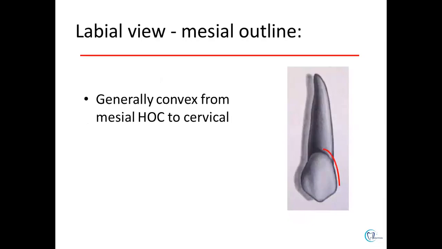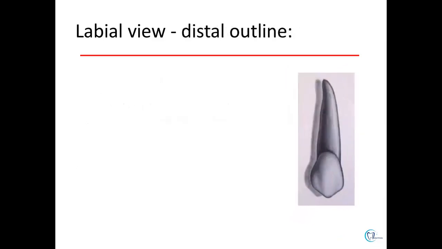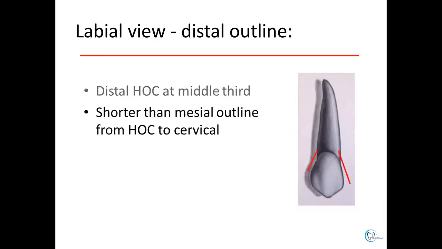From the mesial outline, the outline is convex from the mesial height of contour to the cervical line. The contact area is at the junction of the incisal and middle 1/3, whereas in the distal outline, the distal height of contour is at the middle 1/3, and the distal outline is shorter than the mesial outline.